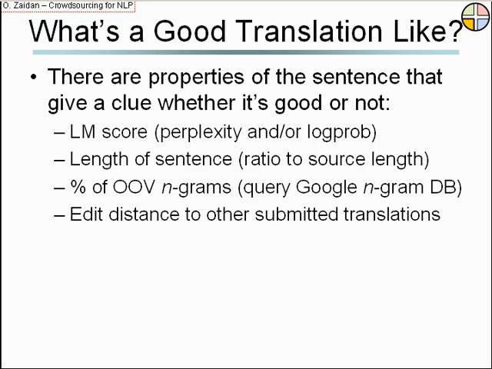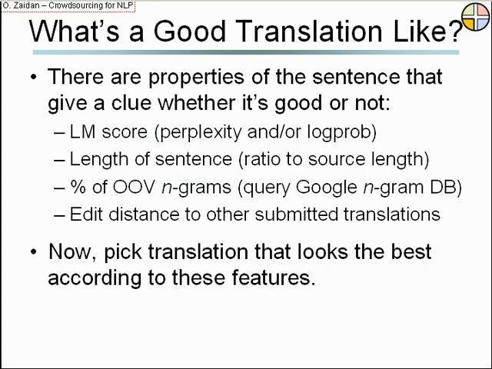So we basically compile a list of features. These are just properties of the English sentence that would give you a clue as to whether it's a good translation or not. So we look at the language model score, and we look at the length of the sentence. This eliminates really short ones and really long ones. We look at the percentage of OOV n-grams, so a sentence that has a higher OOV occurrence is probably not good English. We also look at the edit distance of any translation compared to the other translations. So a translation that has low average edit distance is probably a consensus-building translation, and it's probably a good one. And we just pick the translation that looks best according to these features.